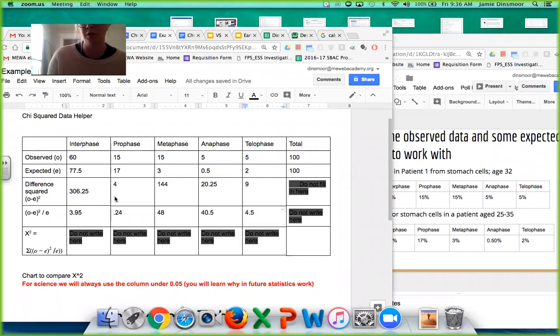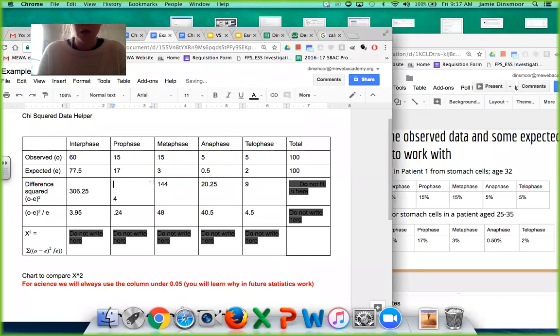Okay, I'm going to share my screen. If you're still working, we're going to go through the process a couple more times just to make sure everybody is on board. Otherwise, you could check your answers here. So basically what we're doing is we're taking our difference squared value and we're dividing it by our expected value.